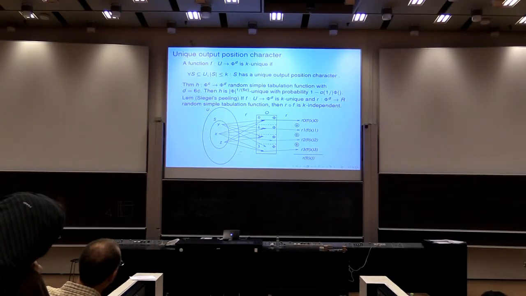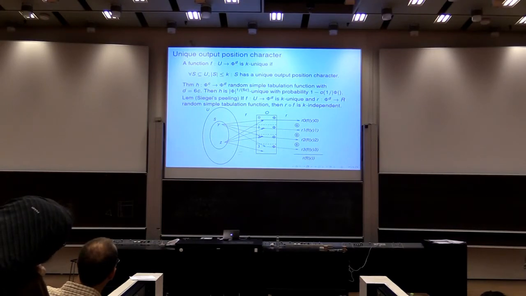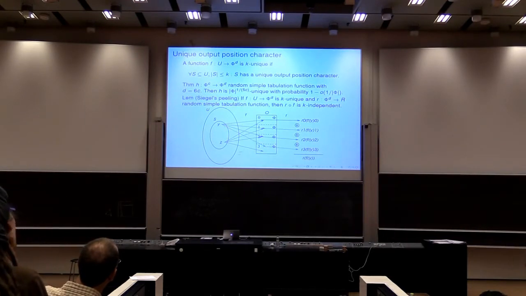And then the k-unique property says that for any set of size at most k, you have a unique output position character. So now we can peel away x, and then by definition of it being k-unique, it means that in the new set we can also find a key which has a unique character, which gets a unique random value. So now the hash of y is independent of what remains, and so forth.